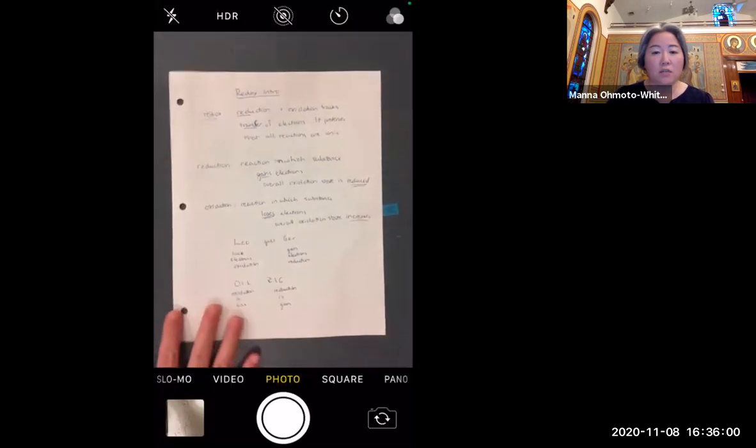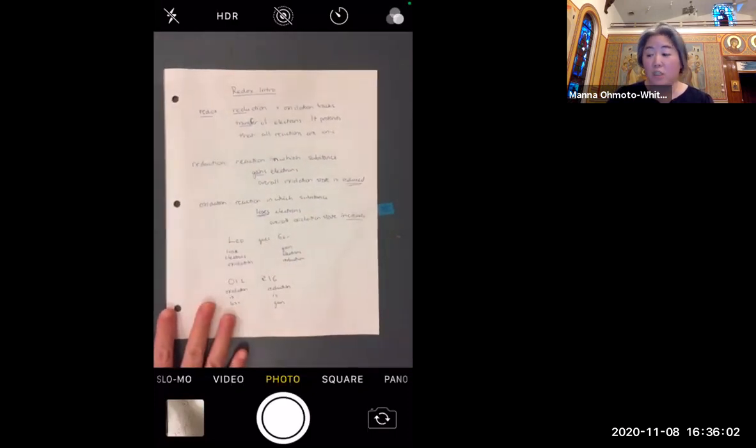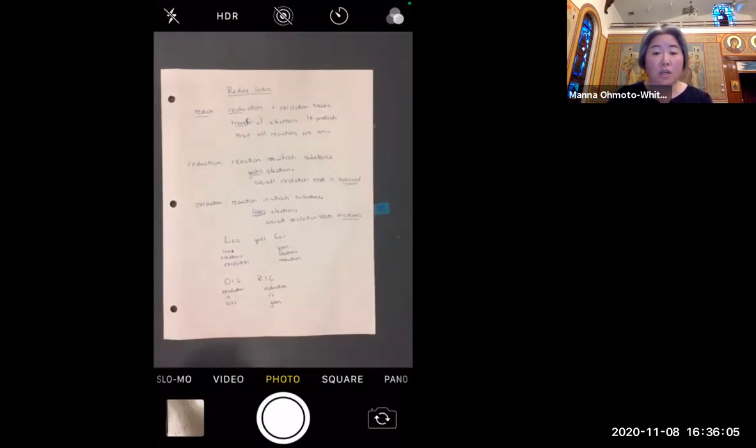Reduction is the reaction in which the substance gains electrons. The overall oxidation state is reduced, and that's where the word reduction comes from. Oxidation is the reaction in which the substance loses electrons, and the overall oxidation state increases. So just like when we were looking at Bronsted-Lowry acid-base reactions, in which it involved a transfer of protons, this involves transfer of an electron or electrons.